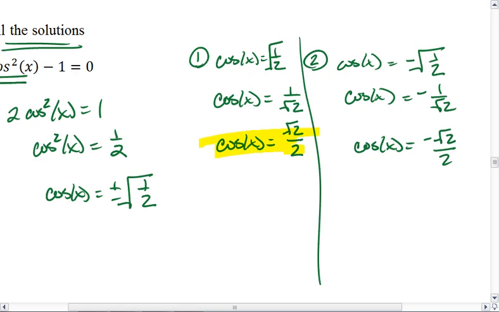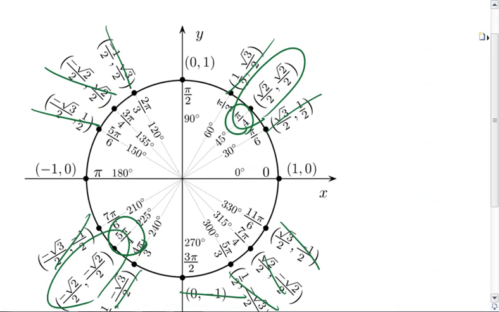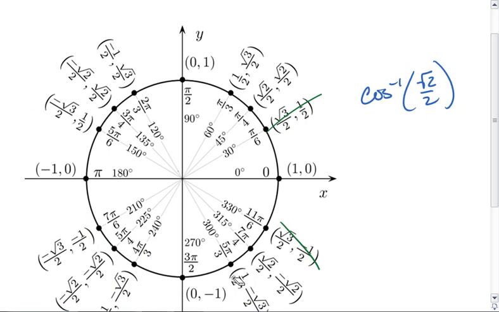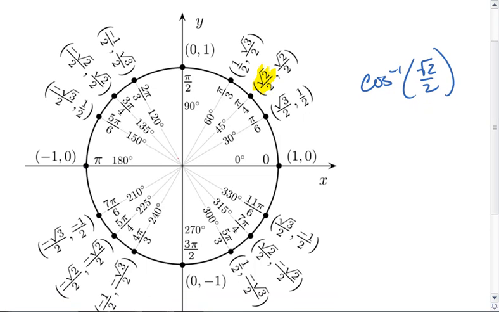Let's solve for cosine x equals positive rad 2 over 2 first. We get x equals cosine inverse of rad 2 over 2, which means we're solving for all the angles where cosine would give us rad 2 over 2. Remember, cosine's our horizontal distance, it's our x value. So going around our circle, we see rad 2 over 2 for our x coordinates. Thus, the values for x are pi fourths or 7 pi fourths.